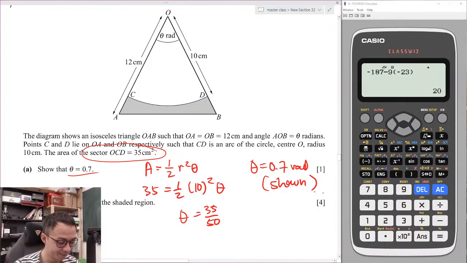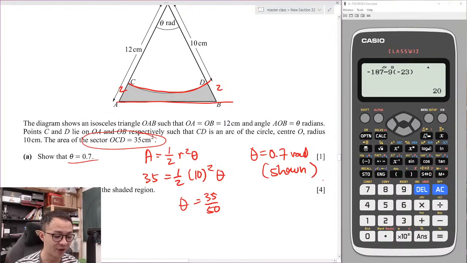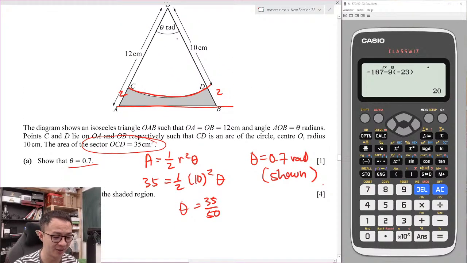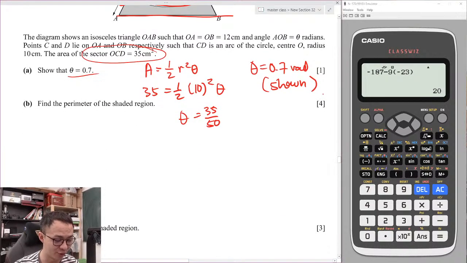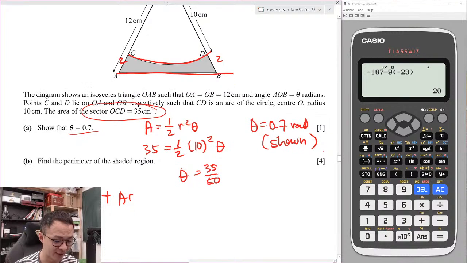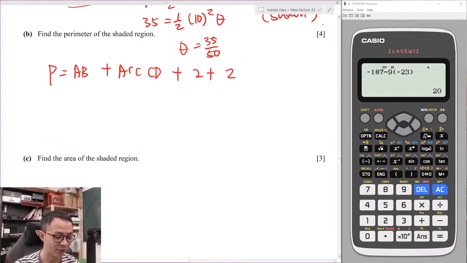Nothing very special here. Okay, find the perimeter of the shaded region. So perimeter is basically I need to find CD, and this is 2 and 2 here, and then I need to find AB. So I need to find both here. Depending on how you want to find it, you can break them into triangles, but I'm a lazy person, so I'm going to use the cosine rule. So perimeter equals cosine rule to find AB, and then I plus the arc CD, and then plus 2 plus 2. This is my logic, okay? I tell you my logic first.